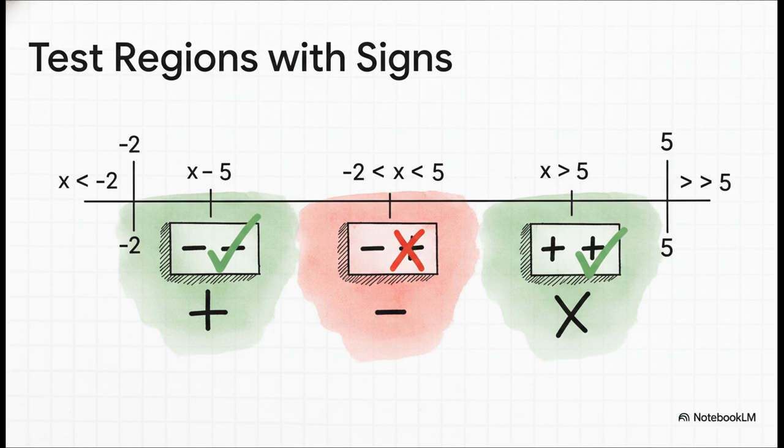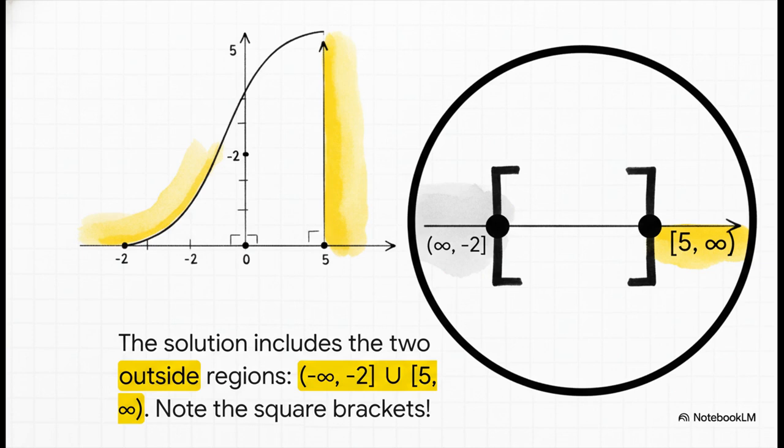For the middle, let's try x equals 0. We get a negative times a positive, which is negative. No good. And for x equals 6 on the right, we get a positive times a positive, which is positive. Yes, that one works too. So our solution is actually the 2 outside regions.